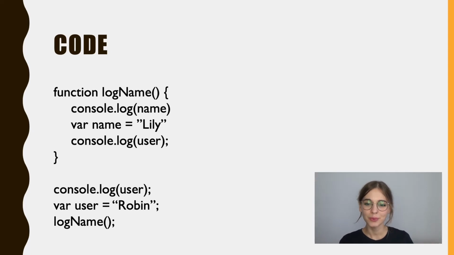Got this mini example here. There are loads of lines, and it makes it a little bit confusing, but it isn't. So we've got a function, log name, and what our function does is console log the name that doesn't exist yet. Underneath we have a declaration together with the assigned value, so it's already initialized with the value Lily, and at the end we are trying to console log user. Again, it doesn't exist at this point yet. Later on, console log user, later declaration and initialization of a variable user with the value of Robin, and at the end I'm executing my function log name.